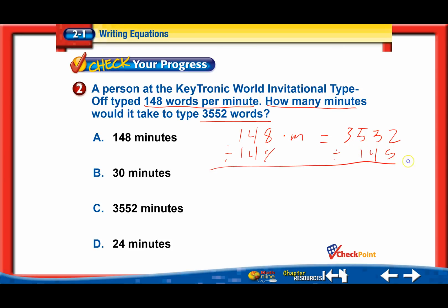Punch those into my calculator. Let's see, 3,552 divided by 148 equals 24. D. Moving on.